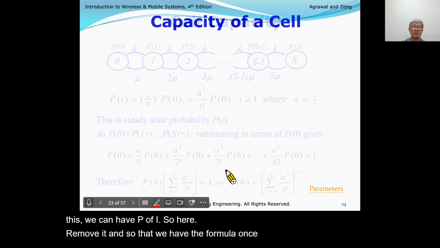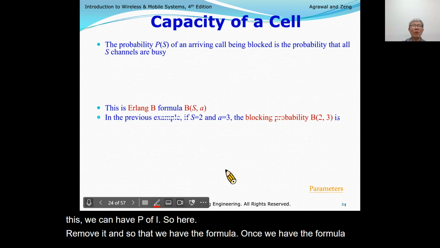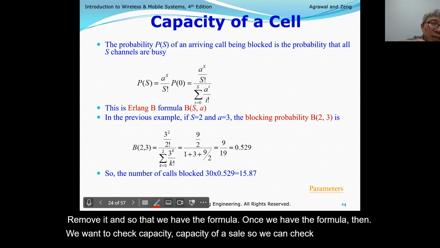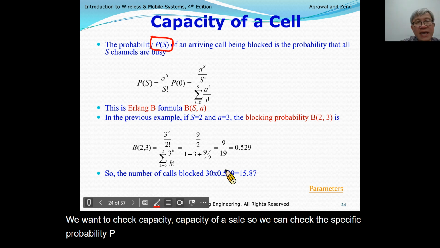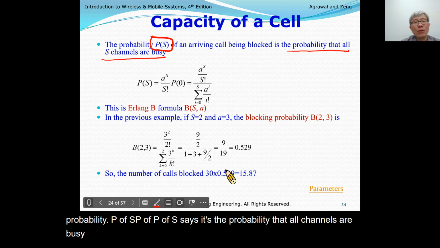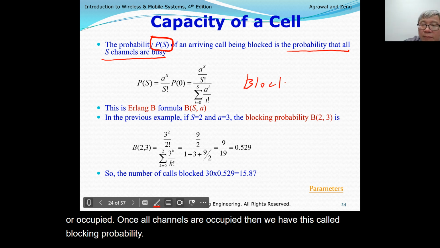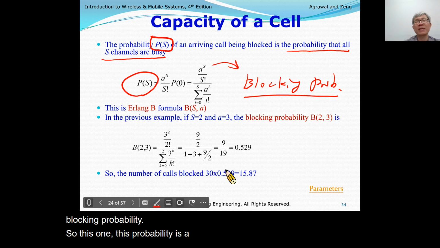Once we have the formula, then we want to check capacity. Capacity of a cell. So we can check the specific probability P of S. P of S says it's the probability that all channels are busy or occupied. Once all channels are occupied, then we have this called blocking probability. So this probability has a special meaning, blocking probability.